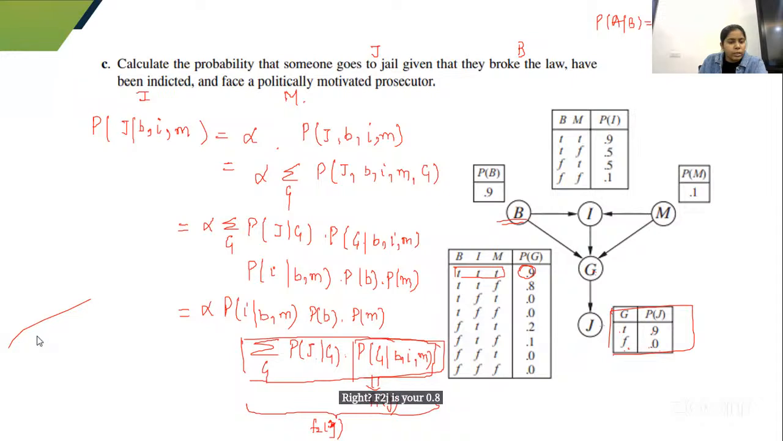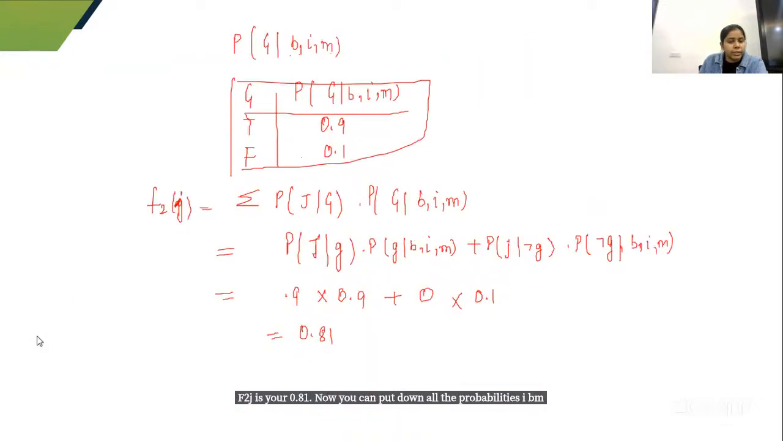Now you can put down all the probabilities I, B, M, B comma M. You can write down this probability.